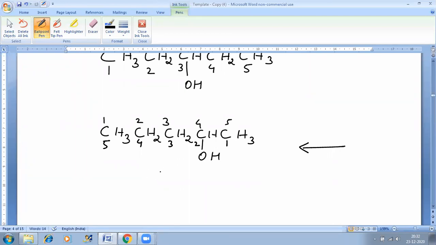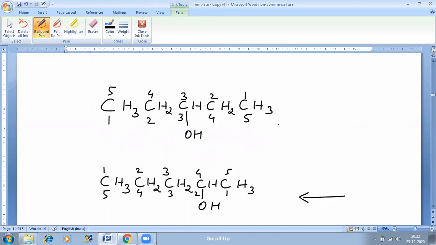So what will be the name? Let's write the name now. For the first one, the name will be what? There are 5 carbon atoms. So pent, right? Pentan, 3, ol. Ol is for alcohol. OH is called the alcoholic group. So ol.